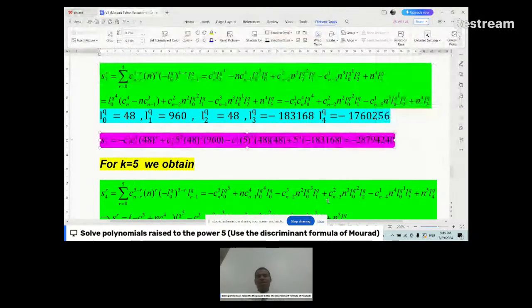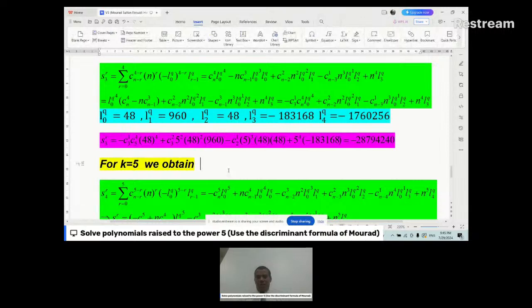It remains now, learners, to get S5. To get S5, learners, you should find S5 by setting, or letting, k equal 5 in the discriminant formula of Mourad Sultan Ezouidi.